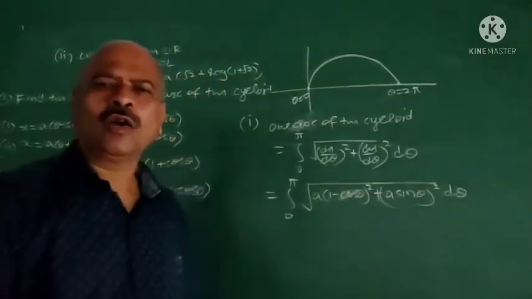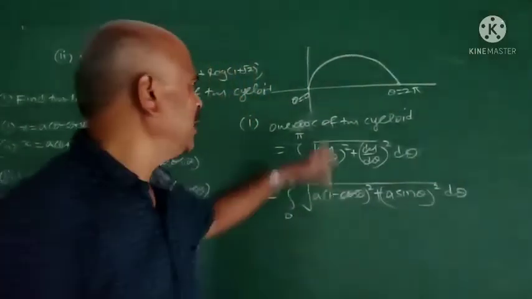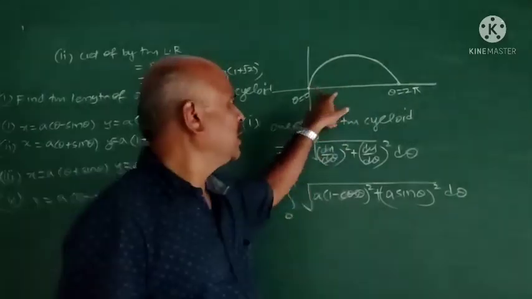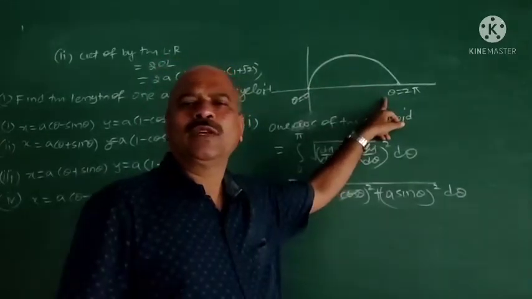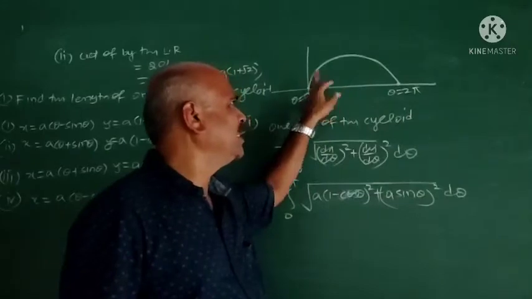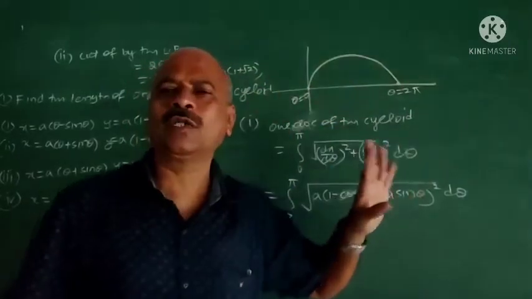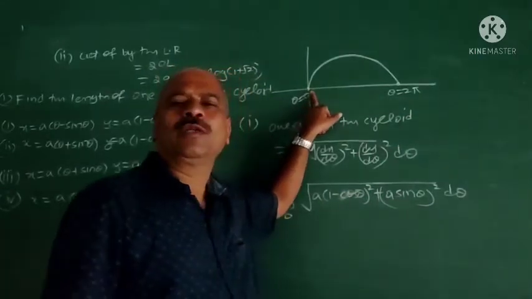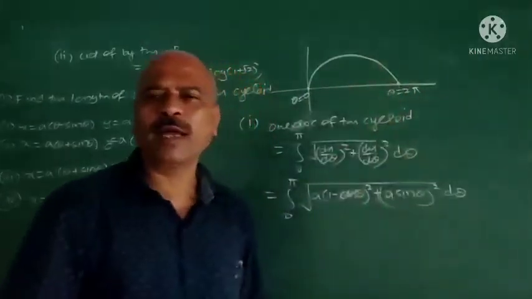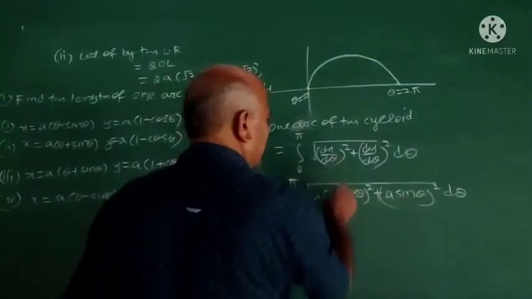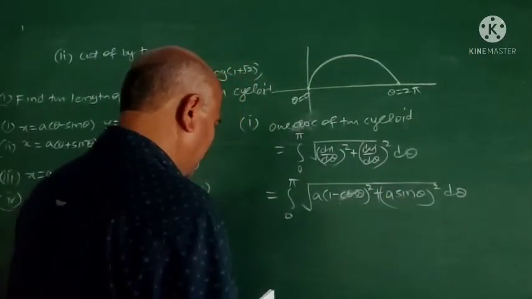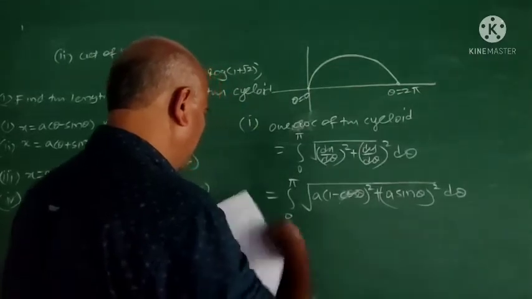I have not explained this shape in detail, because in curve tracing we have already discussed it. This one branch passes through the origin and is symmetric about the y-axis; all these things you have to study. And 0 to 2 pi is the limit, because the parameter corresponding to this point is 0 and this point is 2 pi. Am I correct here? dx by d theta whole square, dy by d theta whole square.